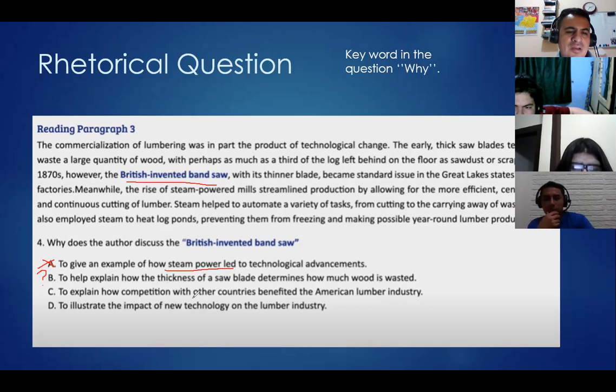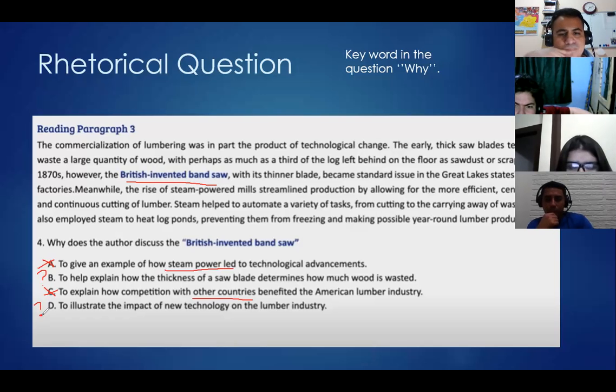Is it talking about other countries? No, right? It's not the focus of the article. So ya eliminamos dos. D, to illustrate the impact of new technology in the lumber industry. Maybe? Sounds right. Okay, so it's between C, B and D. What do you think?